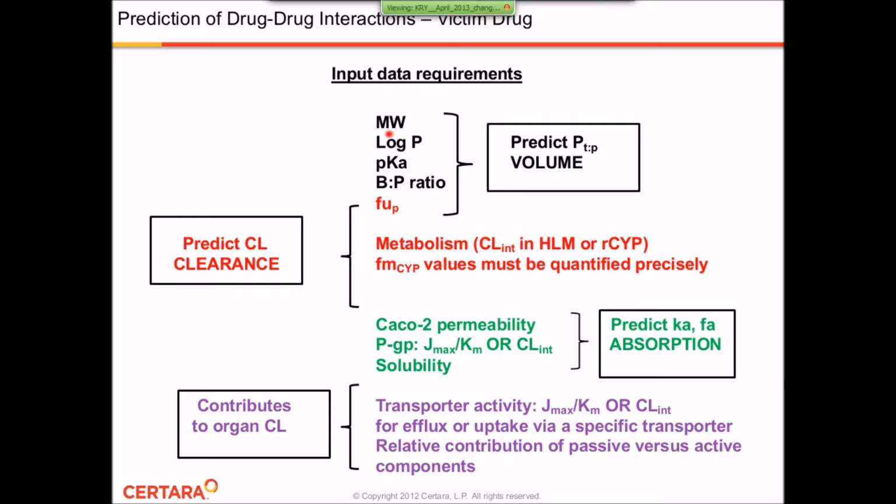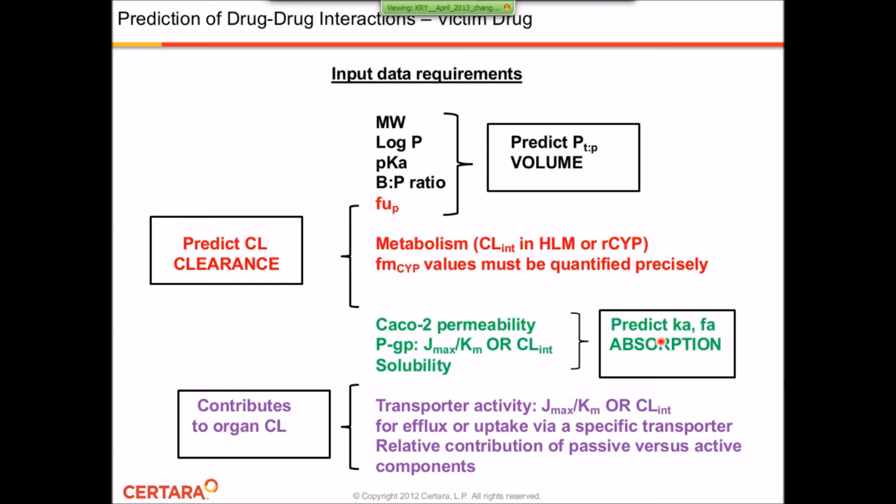And these are actually used to calculate the partition coefficients, the partitioning of the drug into each of the different tissues. If we then consider the clearance component here, we need to have some idea of how the drug is metabolized with respect to human liver microsomes or hepatocytes or our CYP enzymes. But also, if we're wanting to look at a CYP-mediated drug-drug interaction, then we have to know the fraction metabolized by that CYP enzyme, and that has to be quantified precisely.